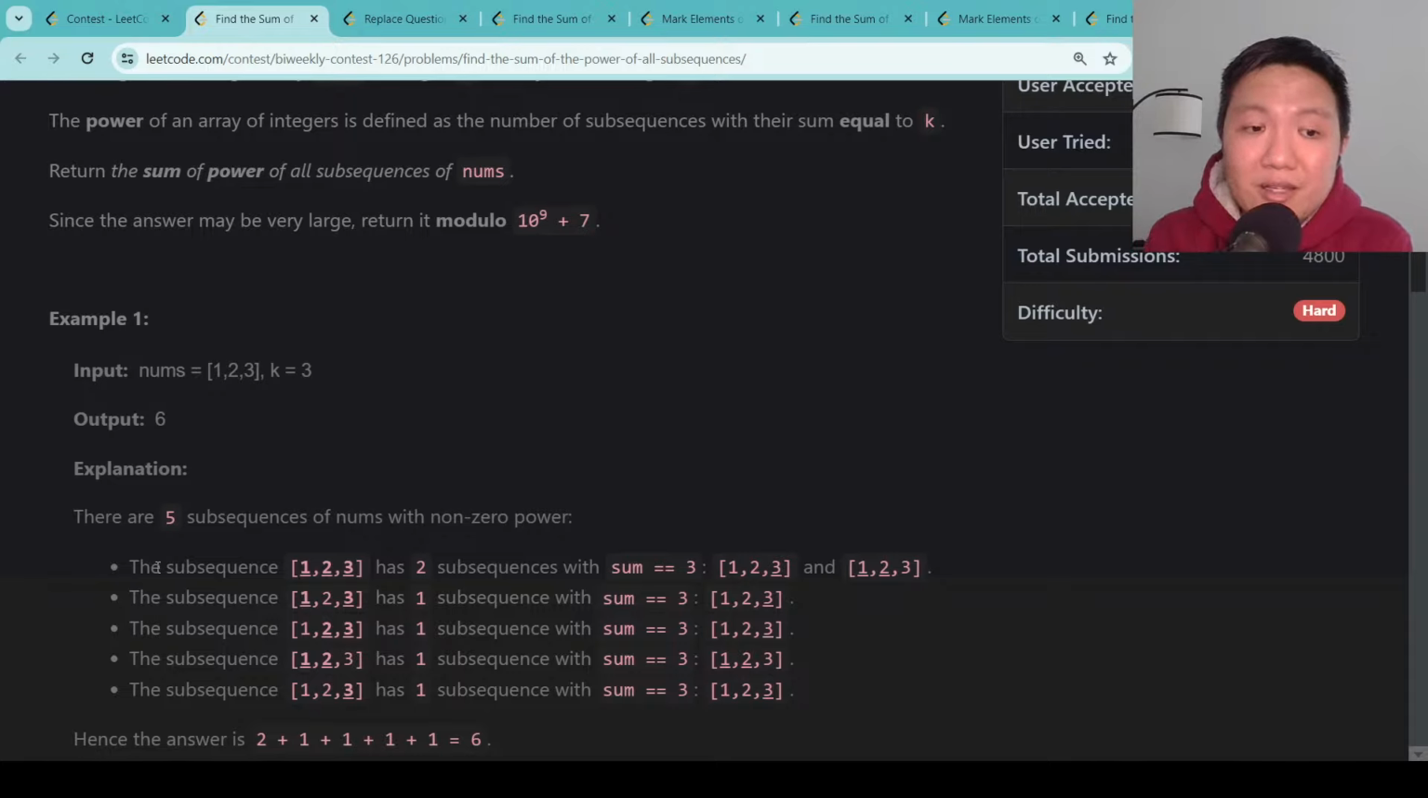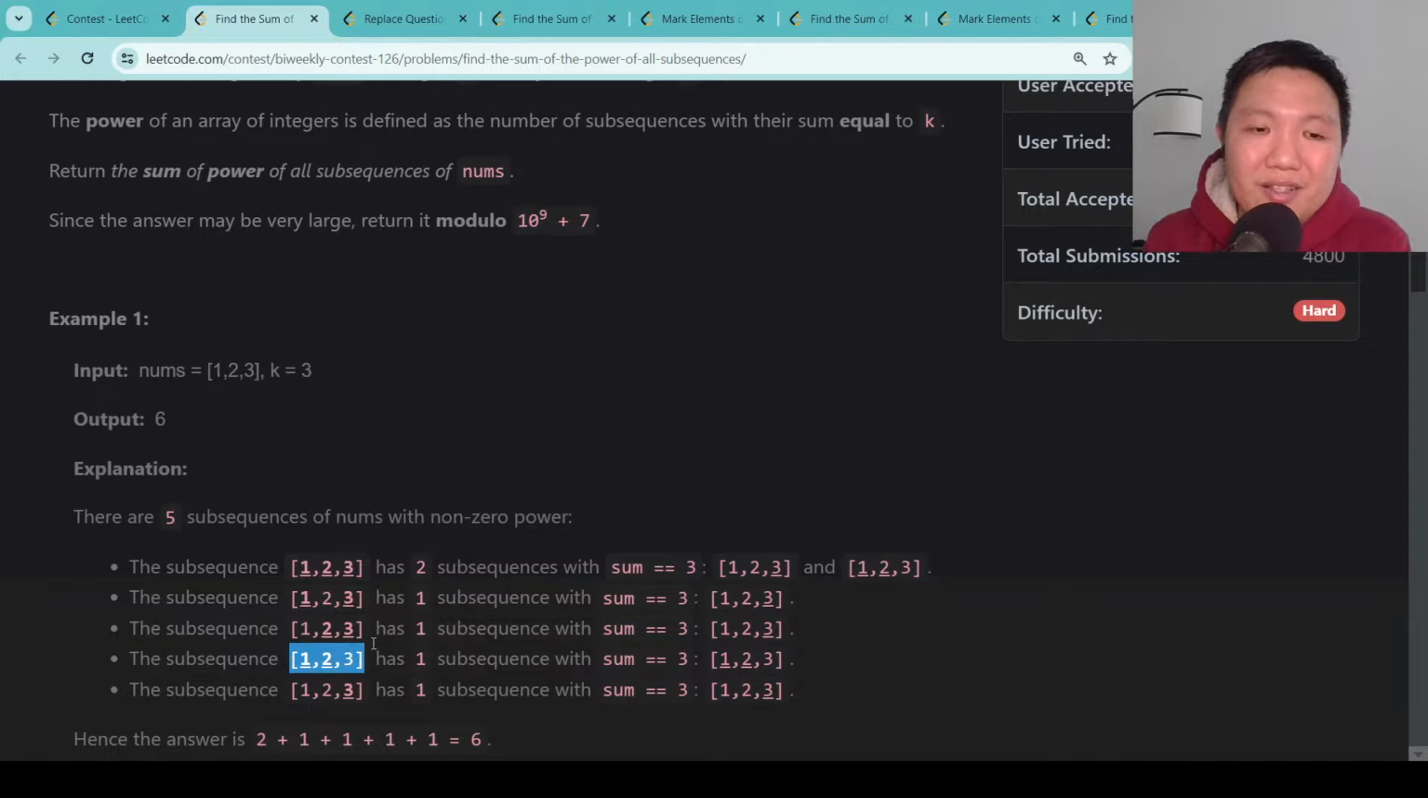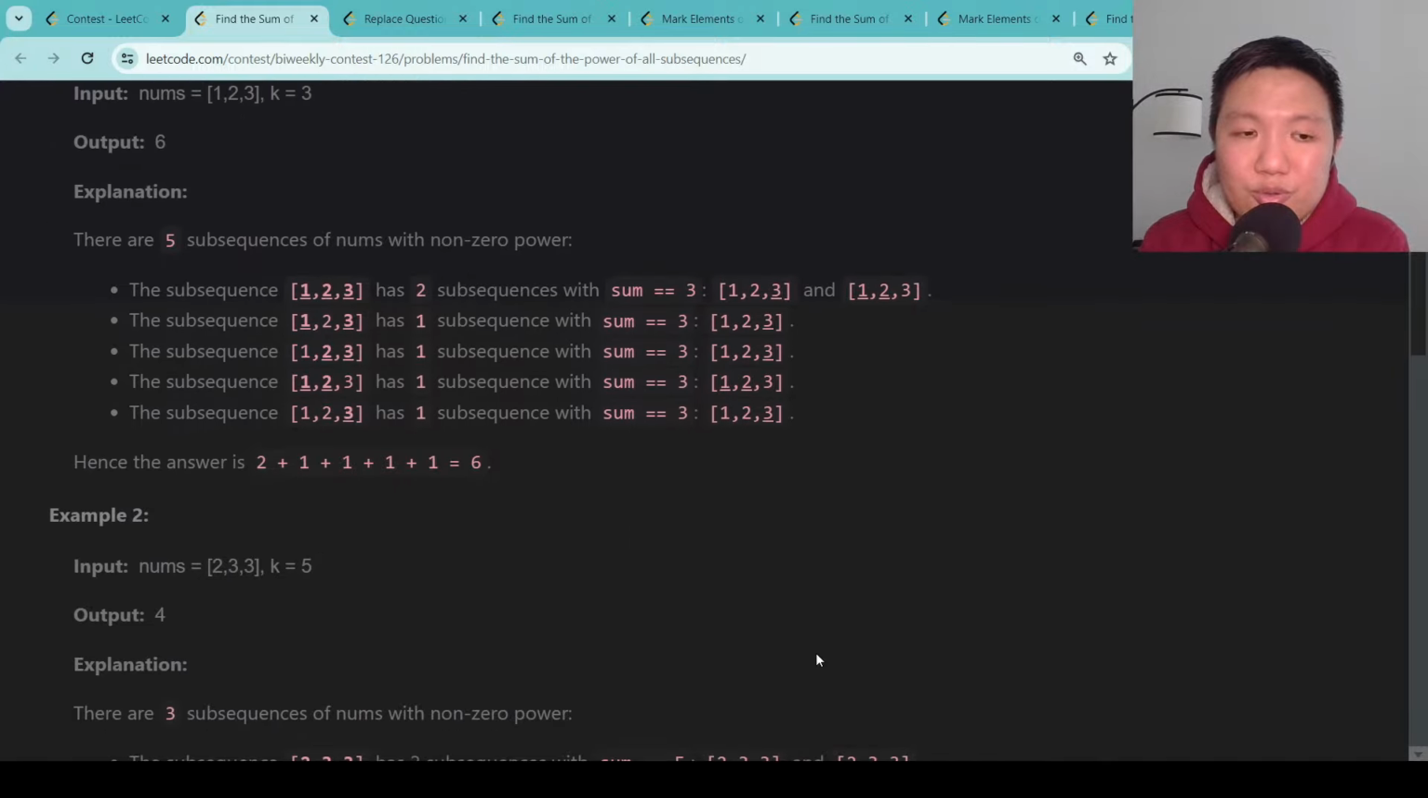Does that make sense? For instance, for 1, 2, 3, this guy 1, 2, 3 has 2 subsequences with sum 3. And this guy has 1 subsequence with sum 3. This guy, 1, 3, has 1 subsequence. So essentially what you're doing is finding the subsequences of subsequences. That's the part that's a little bit different, and that's the part that you need to think about a little bit.